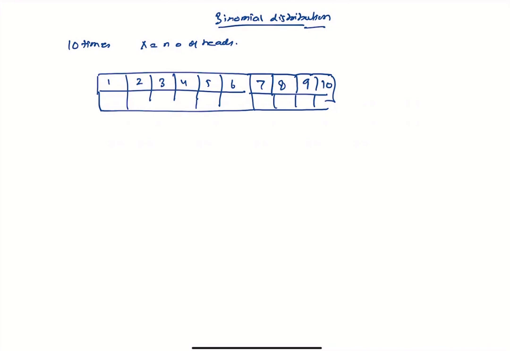you can get a head, and suppose we are looking for x equal to 3, or 3 heads. So you can get 3 heads and the rest will be tails. So in how many ways can I choose the 3 slots out of 10? That will be 10 choose 3.